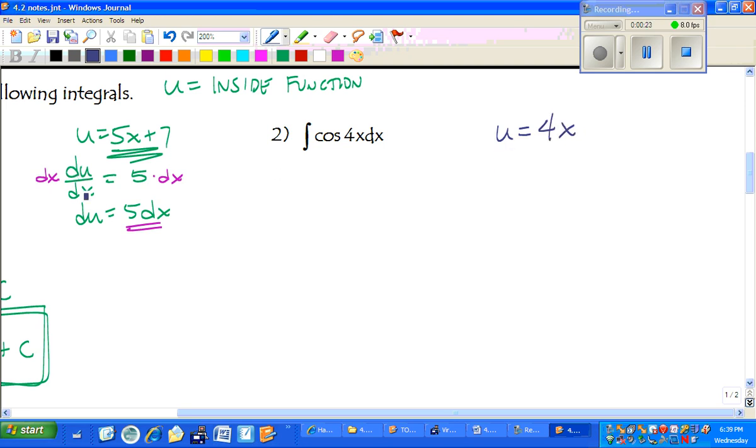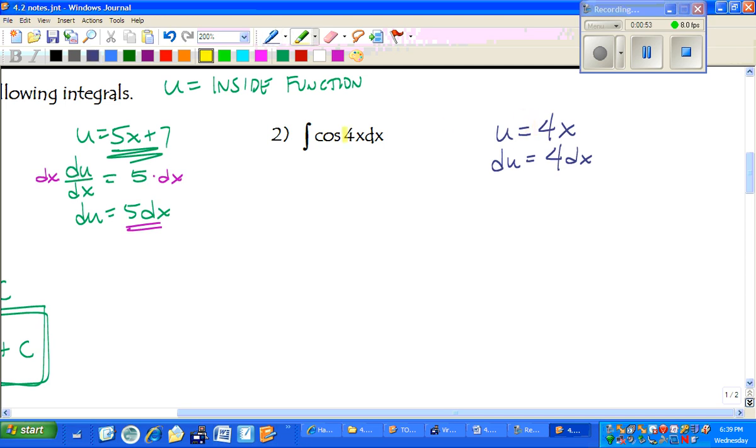Now, if we look back at number 1, we had du/dx equals 5, and then we multiplied both sides by dx. We don't have to write that every time. It's going to be the same thing. All we need to do is write du is equal to the derivative of this times dx. So du is going to be the derivative of 4x, which is just 4, times dx.